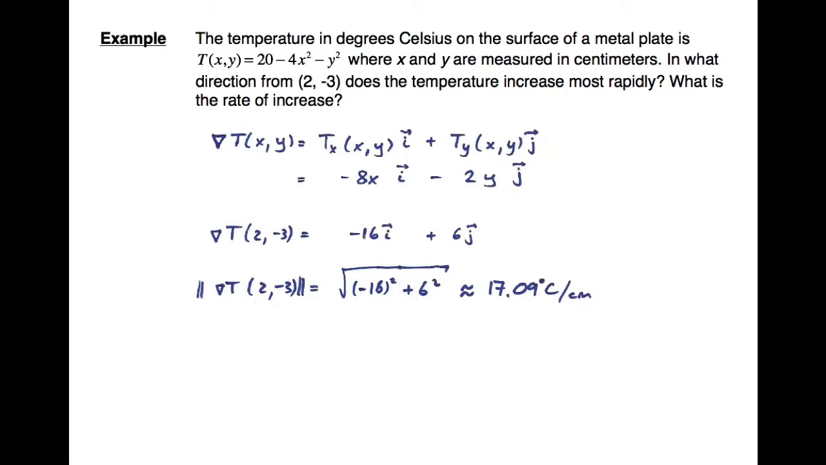What is the rate of increase at that point? We want to find the magnitude of that vector del T. 16 squared plus 6 squared, square root, approximately 17 degrees Celsius per centimeter at that point.